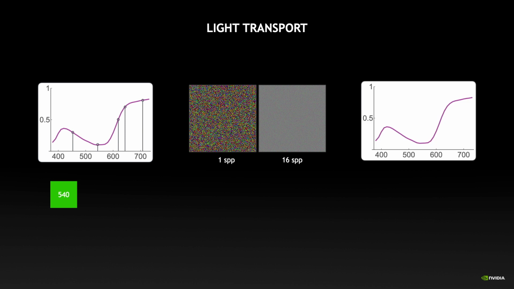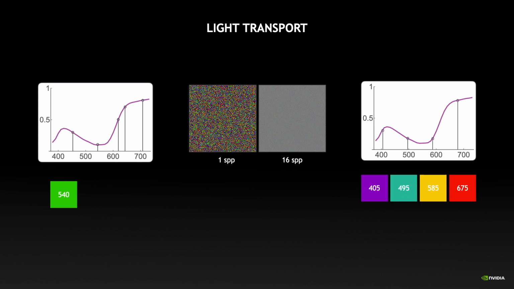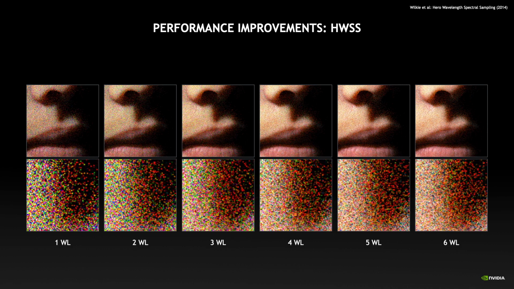A way to increase performance at this point is if you trace multiple wavelengths at the same time. This means that for the cost of one trace, you can evaluate multiple wavelengths. This is called hero wavelength spectral sampling. We will hear more about this topic further along in the course. And what you do there is, for every wavelength, you also sample 3 more and trace those at the same time. The original paper proposed to use 4 wavelengths.